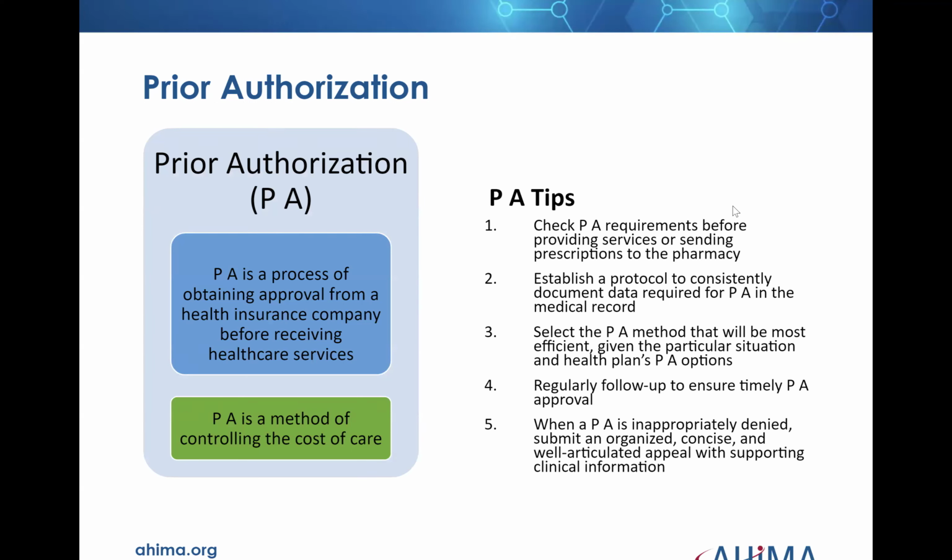With the prior authorization, this is basically obtaining approval from the health insurance company before we provide the services. This is very common, especially when a patient's going to have an expensive procedure. And with the prior authorization requirements, there's typically a protocol: what things they're looking for, all these other different types of things. Sometimes it's done electronically and so on.